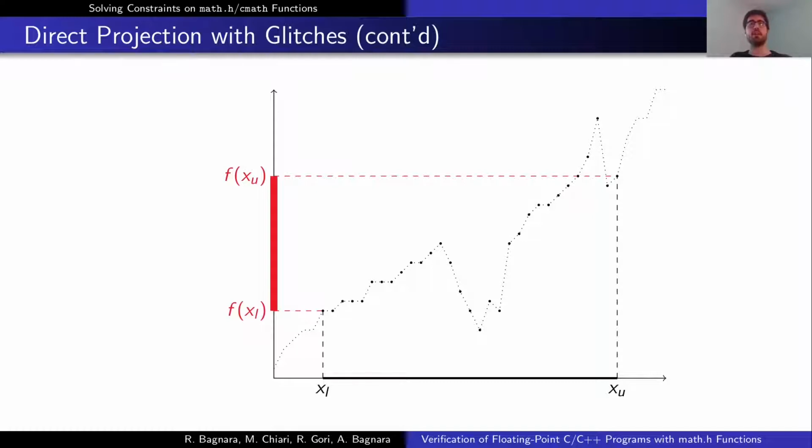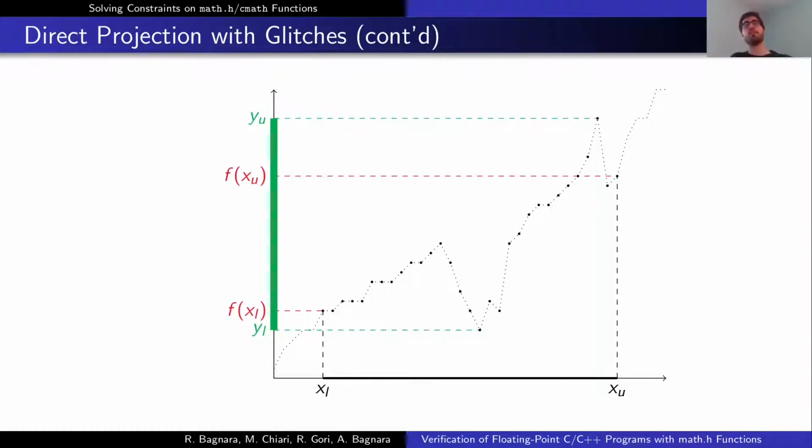For example, here we have a function with two glitches, and we need to compute the values for the range of the function, starting from the input. So if we just use the naive projection, which is the one we saw before, we get this interval, but actually, due to the glitches, the right one should be this one, which is larger. So we remove some values from the output domain, which are actually solutions to the constraint system.